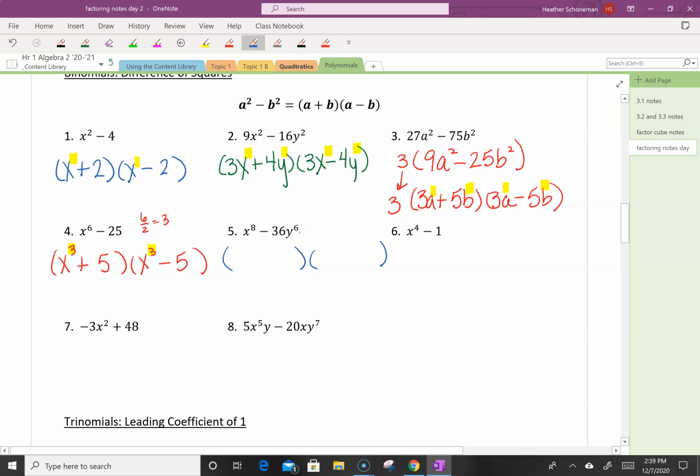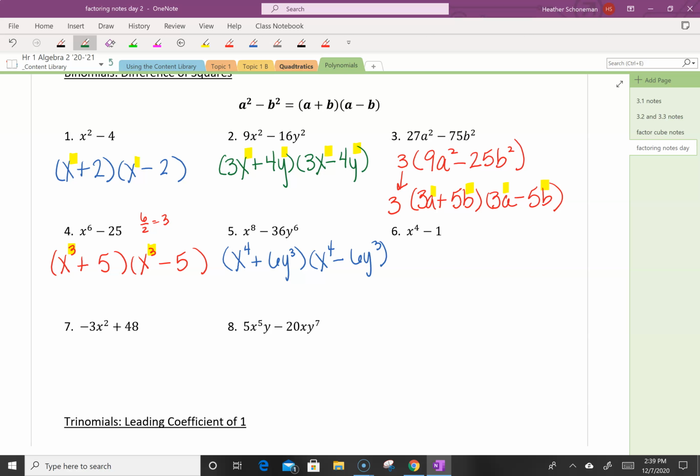All right. On the next one, it's a binomial. There's a minus sign. I can take the square root of both. The square root of x to the 8th, well, I'm going to do 8 divided by 2, which is 4, so I have x to the 4th and x to the 4th. The square root of 36y squared is 6y to the 3rd, because 6 divided by 2 is 3. 1's a plus, 1's a minus. Now to see if that goes any further, we'll look at it. But I can't take the square root or the cube root of all of something, so it's not going to go any further.